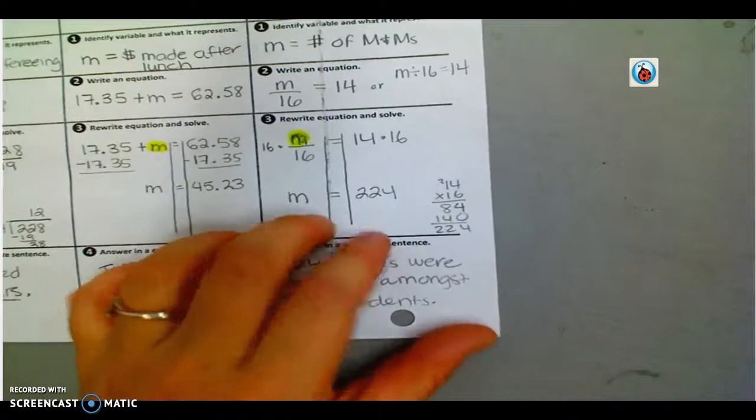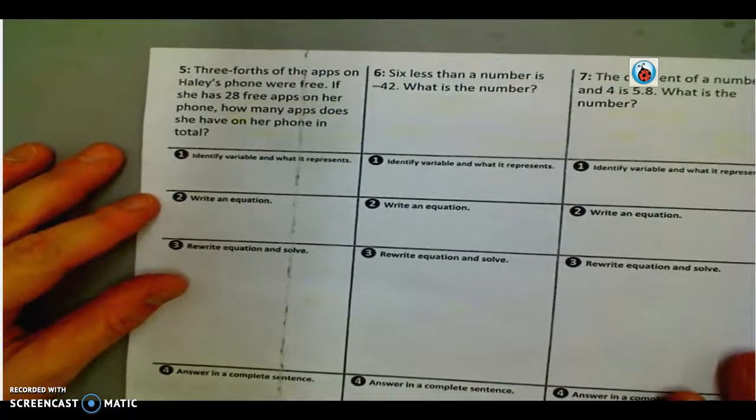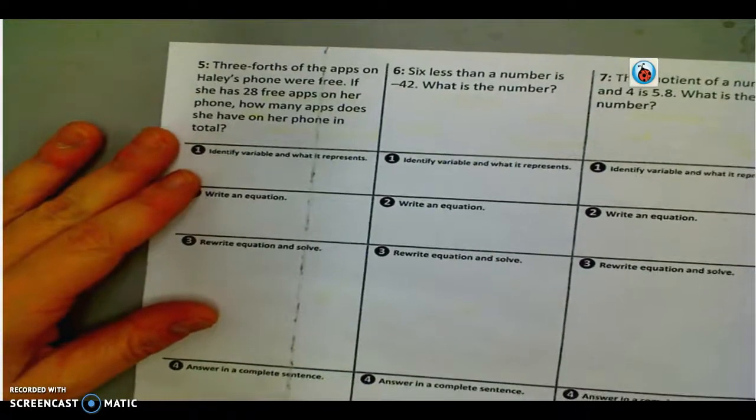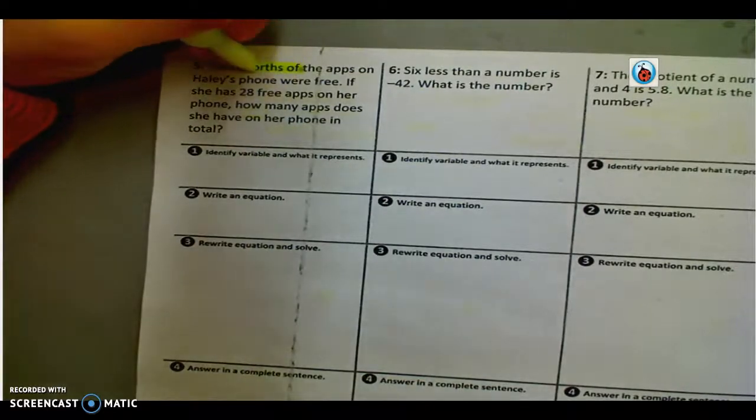Okay? All right, so let's go ahead and take a look at the back. I'm going to do this one with you, and then I'm going to ask that you try 6, 7, and 8 on your own. Once you finish those 3, you can go ahead and restart the video to see how you did with these problems.